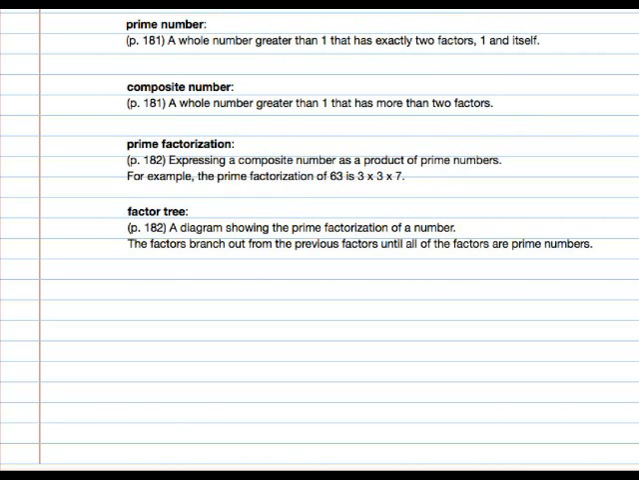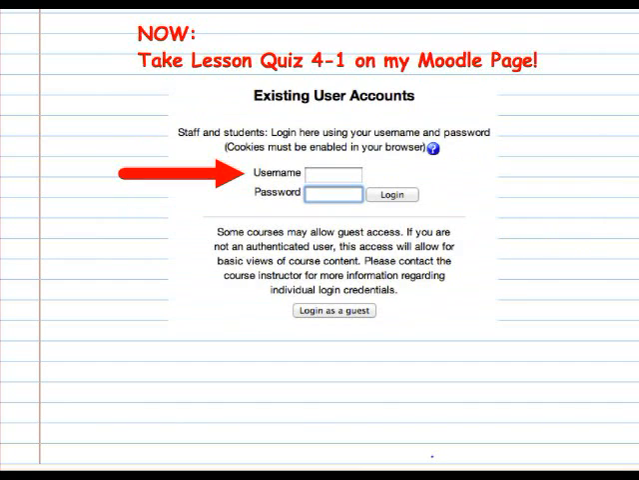I believe we've done all of those already. Here's the vocabulary for this lesson: prime number, composite number, prime factorization, and factor tree. Students are to have those written in their notebook and should memorize them for the Chapter 4 vocabulary test that they'll take towards the end of the chapter.